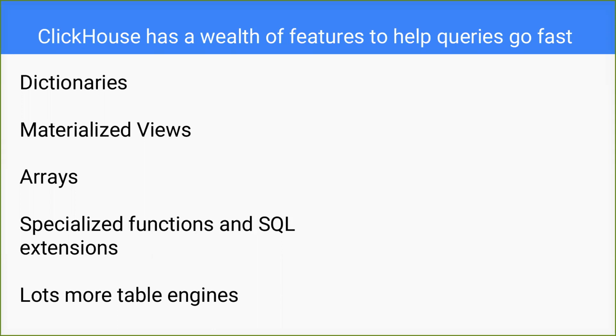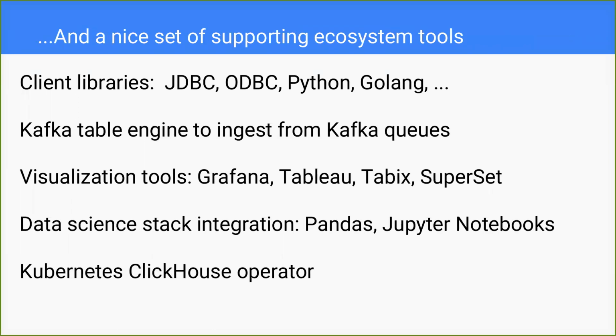So that's inside ClickHouse. You also have a bunch of good ecosystem tools, client libraries, the usual suspects: Java, JDBC, ODBC, Python, Golang. I use Python a lot personally. There's a very good driver. You can read about it on our blog. There's a Kafka table engine to ingest from Kafka queues. A lot of people also build external clients. There's great visualization tools. I'll show you an example in 1 second. You can integrate with the Python data science stack. And one of the things that we're working on right now that we'll be talking about more is a Kubernetes ClickHouse operator. So it's actually pretty easy to set up ClickHouse on Kubernetes clusters.